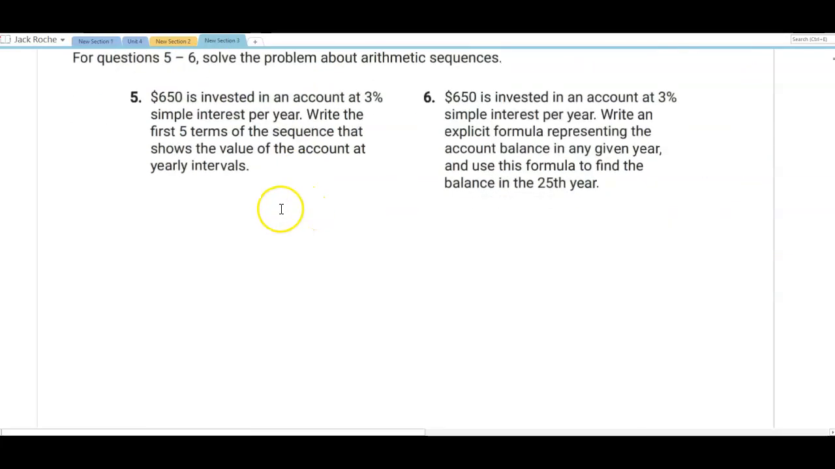Okay, next one. We're using arithmetic sequences here. $650 invested in an account at 3% simple interest per year. Write the first 5 terms of the sequence that shows the value of the account at yearly intervals. So right now, A sub 1 is 650.